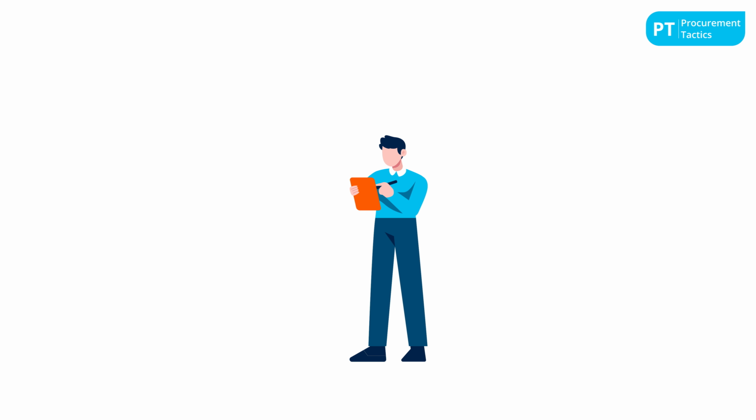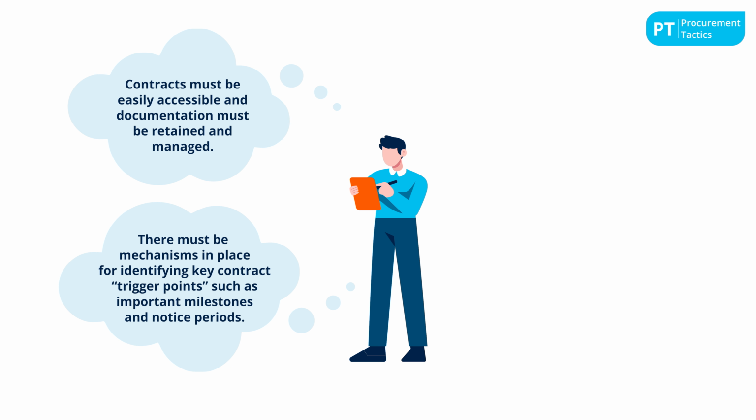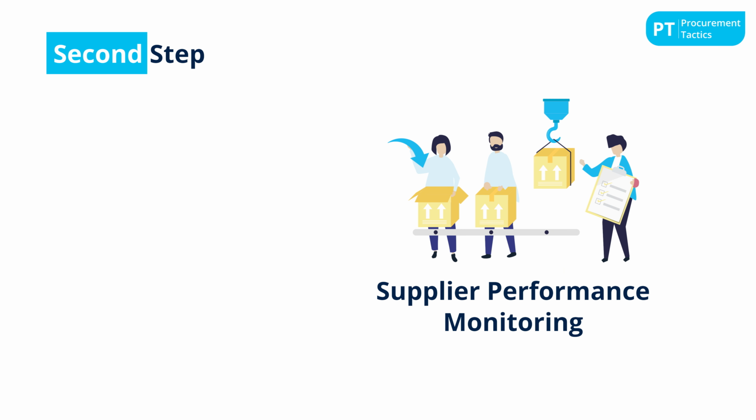Here are some key aspects you should focus on at this stage. Contracts must be easily accessible, and ongoing contract management information and documentation must be retained and managed. There also must be mechanisms in place for identifying key contract trigger points, such as important milestones and notice periods. Regular and ad hoc reporting of performance information is crucial. Supplier performance monitoring.